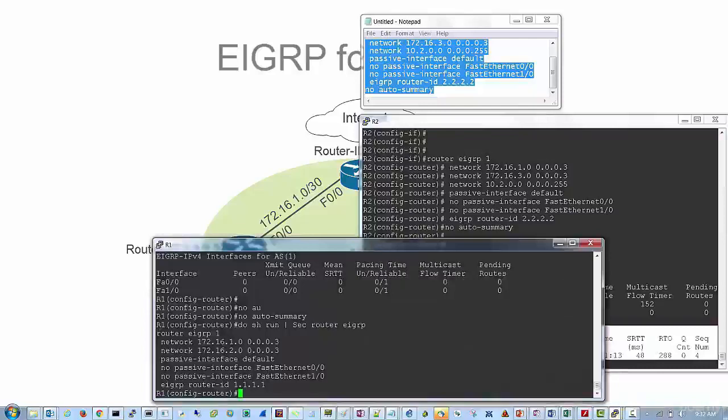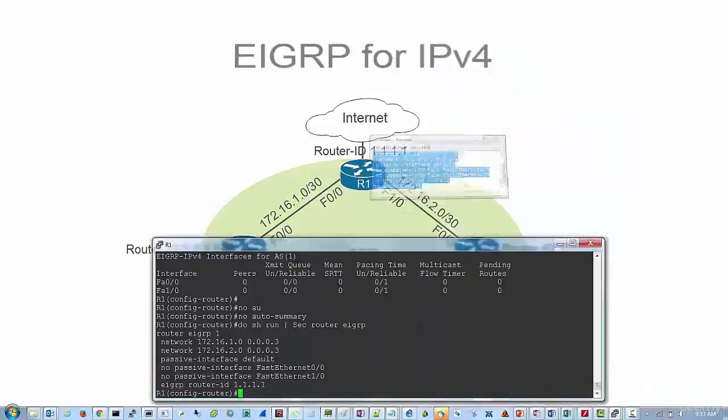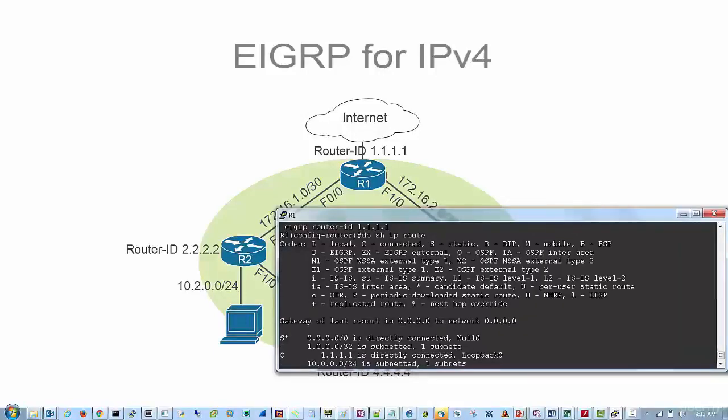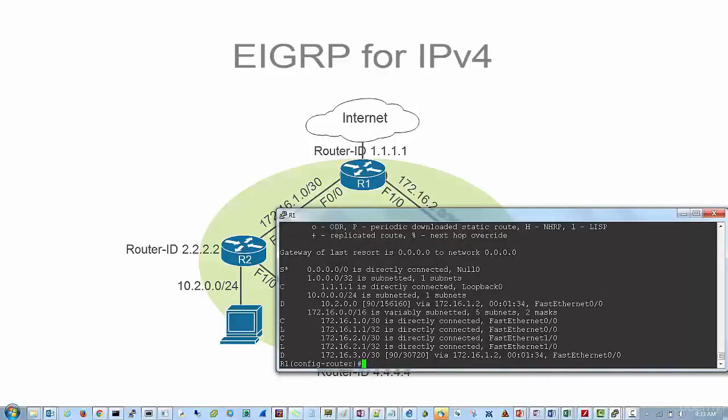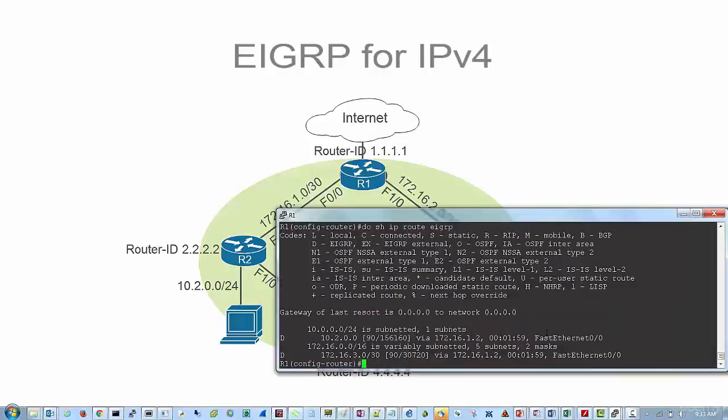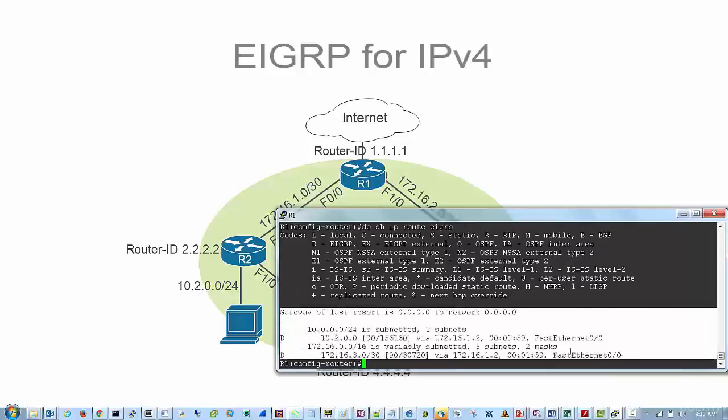Let's actually hop over to R1 real quick. And if we run show ip route, we should see some EIGRP routes now. Alright, so here we go. We have this route in our routing table that has the D flag. If we look at our code values, D stands for EIGRP. Actually, an internal EIGRP route, so a route we learned from our local autonomous system. So there we go. And then you can actually also run show ip route eigrp, and it will only show you EIGRP learned routes.